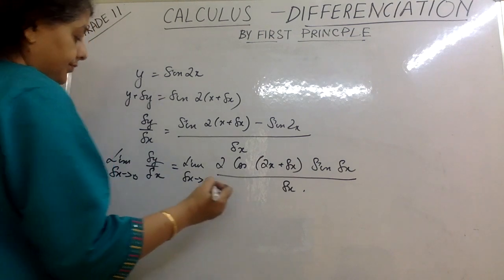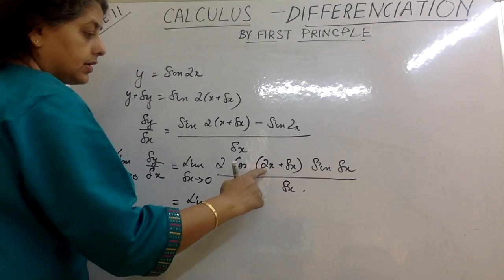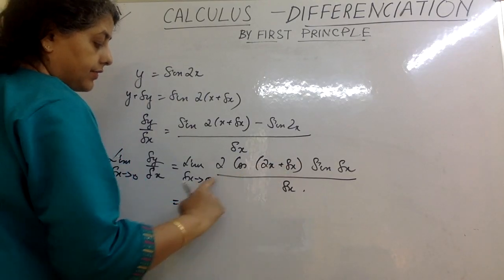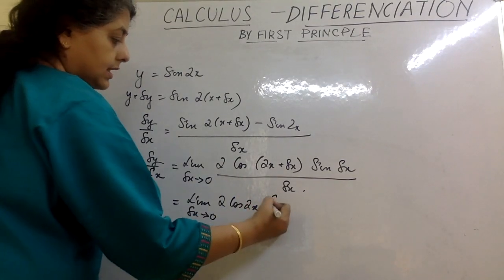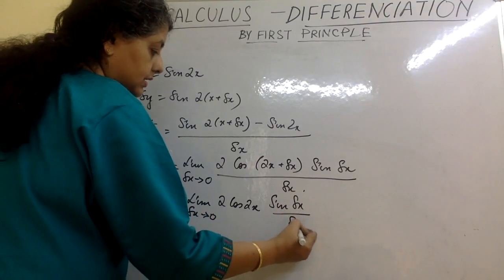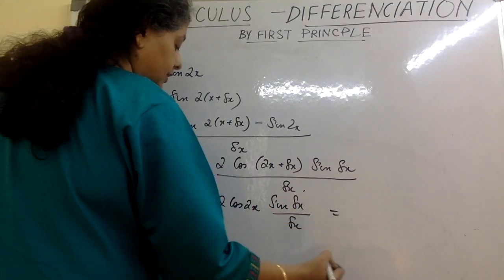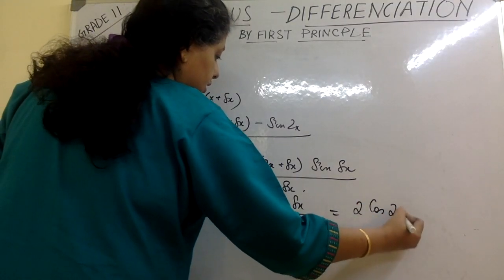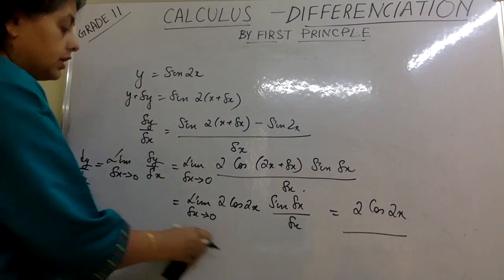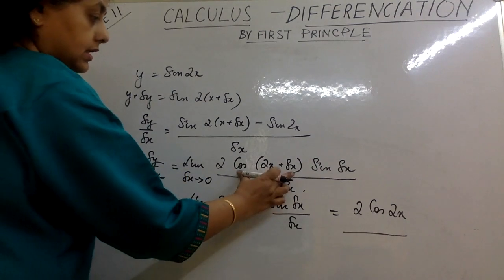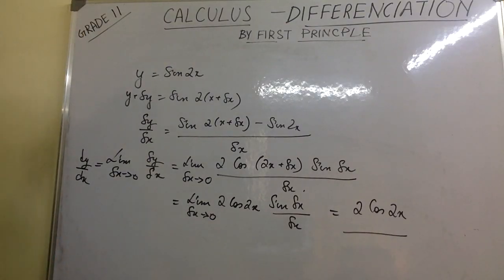So now what we do, limit del x tends to 0. If I apply del x tends to 0 here, I get 2 cos 2x, and then I have sin del x by del x. Here if I apply the limit, according to the formula of limits, I get a 1. So finally what do I get? 2 cos 2x is my answer. You can split the limit into this and this separately, and then this is your answer. So that was a trigonometric one.